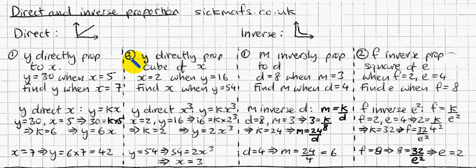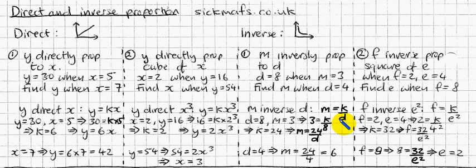So far we've done 2 directly proportional questions. Let's do the inverse example. M is inversely proportional to D. So how does that look? M inversely proportional to D looks like this. Instead of M equals K times D, it's M equals K divided by D.